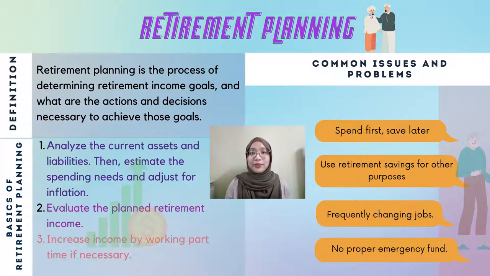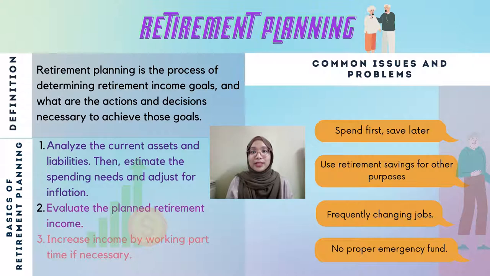Now, I will explain four common issues and problems in retirement planning. Number one, spend first, save later. If we do not start saving now, our retirement income goals will be harder to achieve. Time is everything. Number two, use retirement savings for other purposes. People should be disciplined in saving for retirement by not using the money for other purposes.